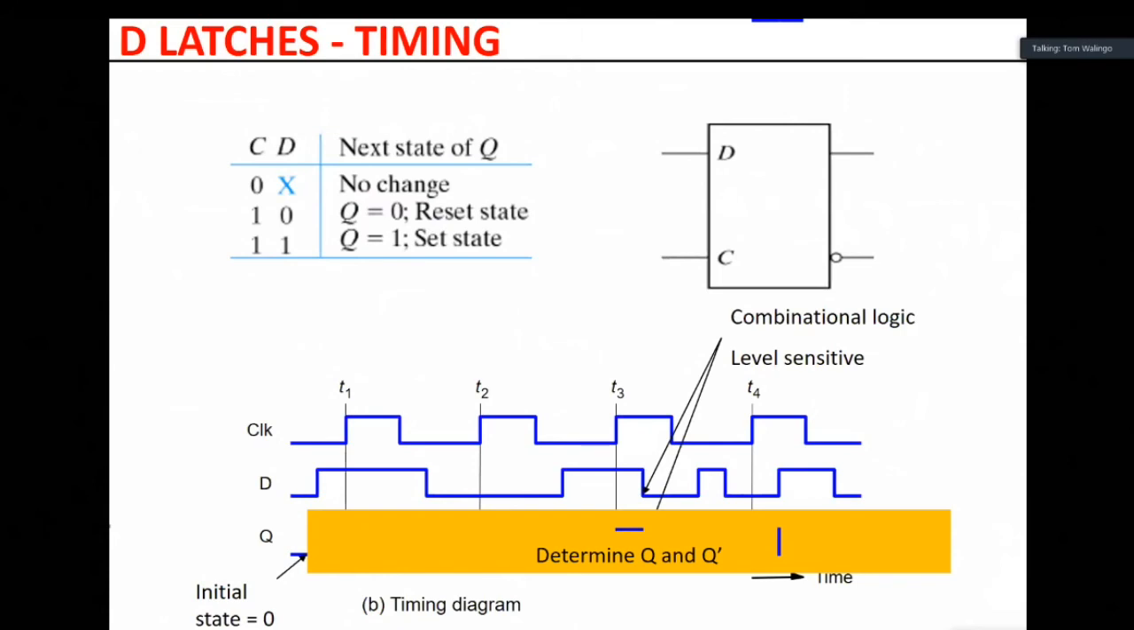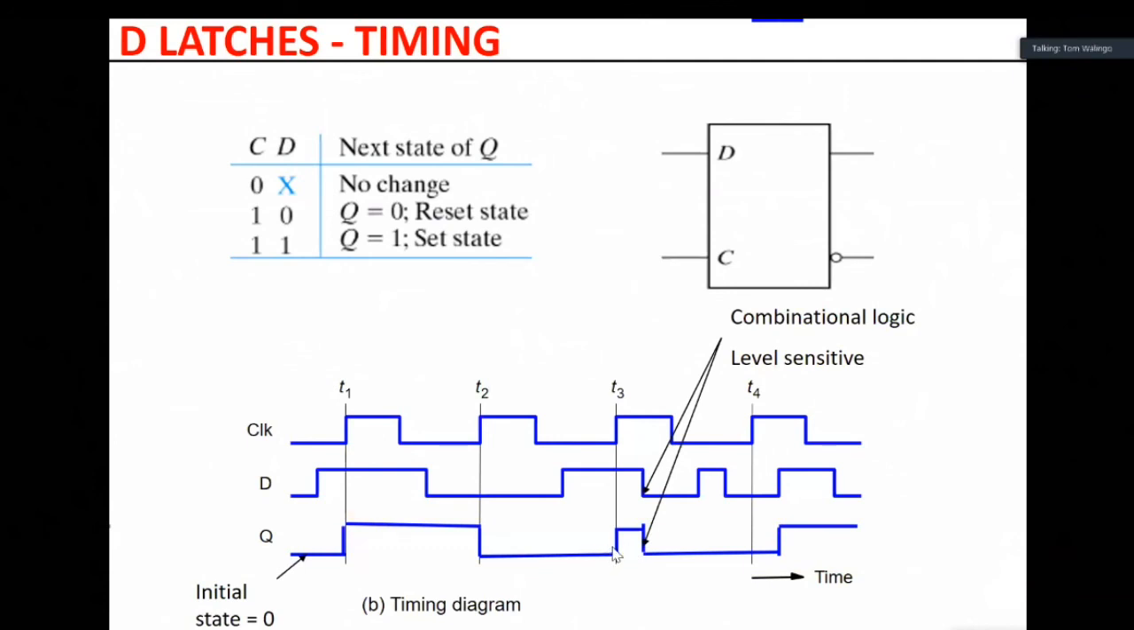From here to here, Q should be like D. From there to there, it should be in memory, so Q should continue to be 0. Once it reaches here, it should be like D. So it should go high, D is high. And it should go low. Remember, it is transparent. If D changes when enabled, Q should change.